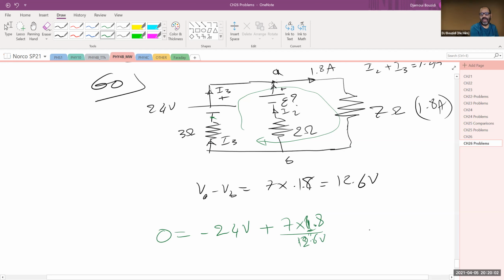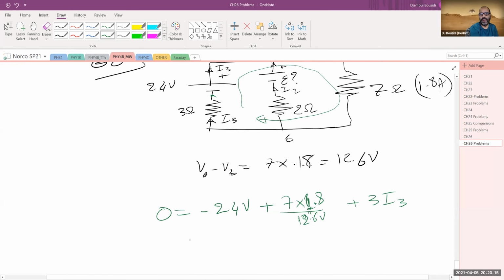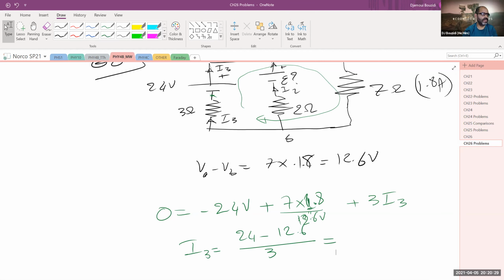And then I come back through this resistor, and this resistor is 3 times I3. Obviously, I3 will turn out to be positive. I3 will be just 24 minus 12.6 divided by 3. And that's going to give me a current equal to, how much is it? 24 minus 12.6. I should have closed the parentheses in here. It's going to be a big current, by the way. Divided by 3, that is 3.8 amps.